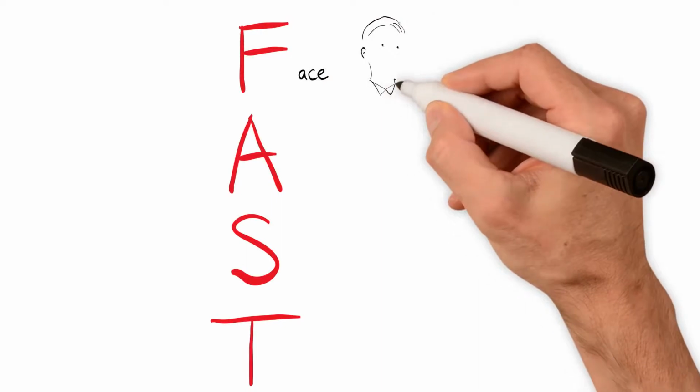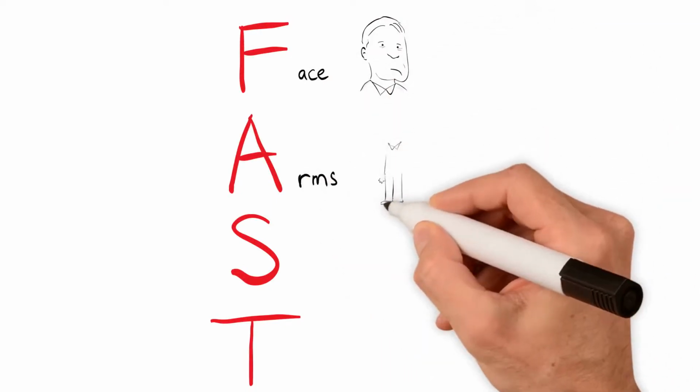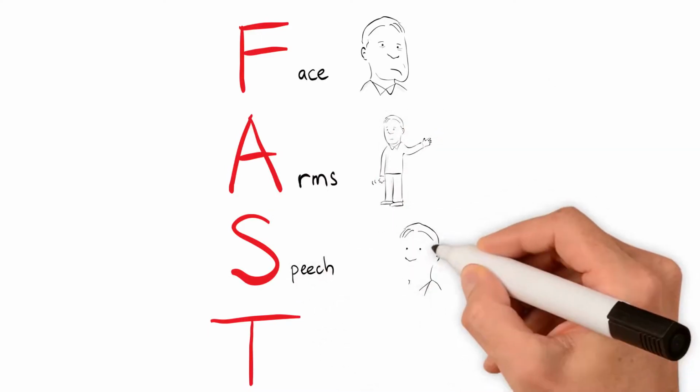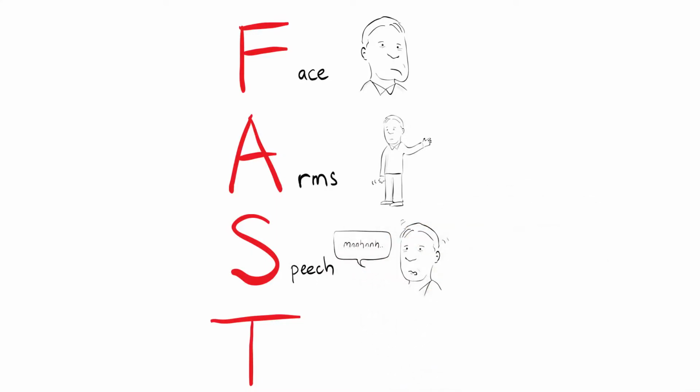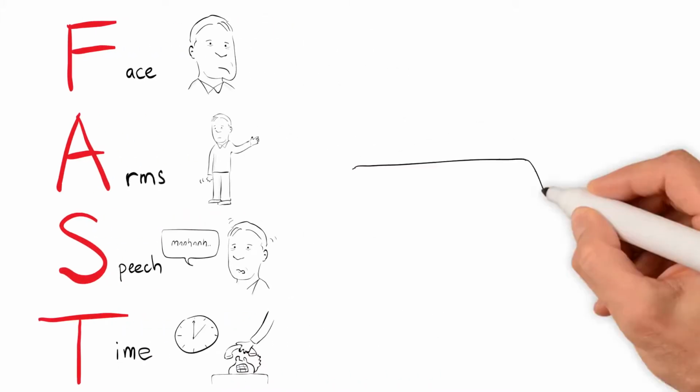Face. Notice if one side of their face is drooping. Arms. Are they able to lift both arms to the same height, or does one drift down? Speech. Ask the patient a question. Do you notice if they are speaking strangely or slurring? If you spot any of these signs, it's time to call an ambulance.